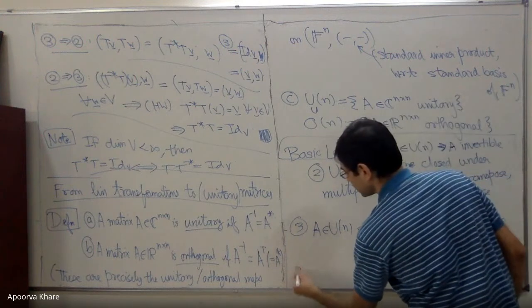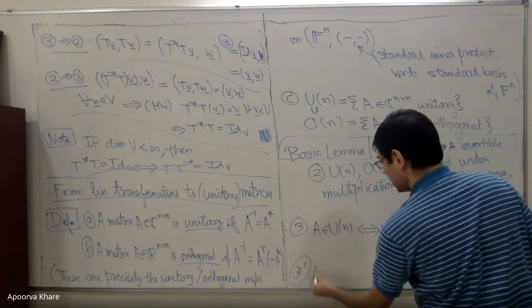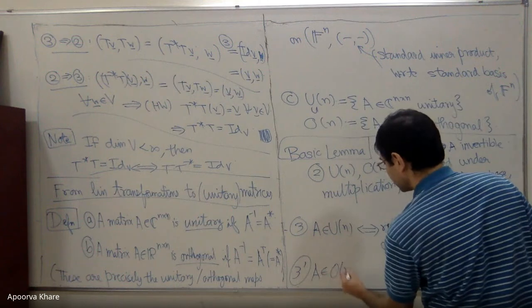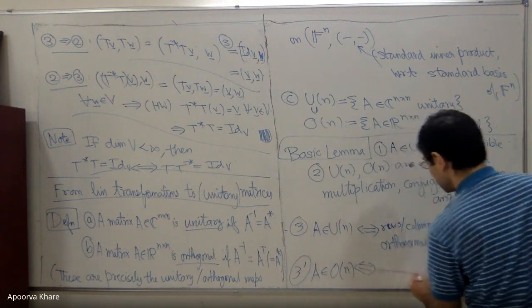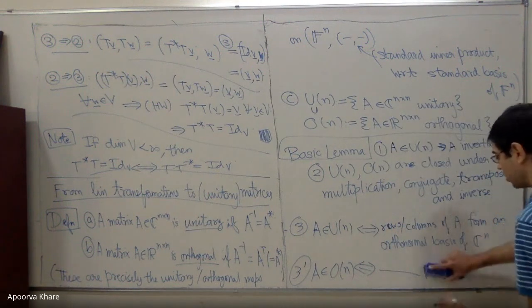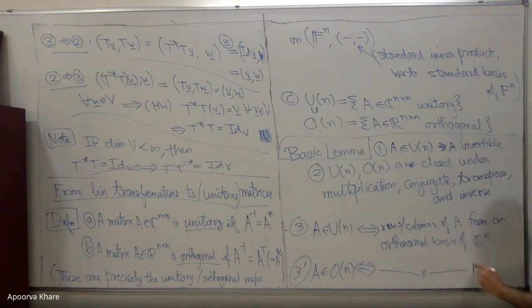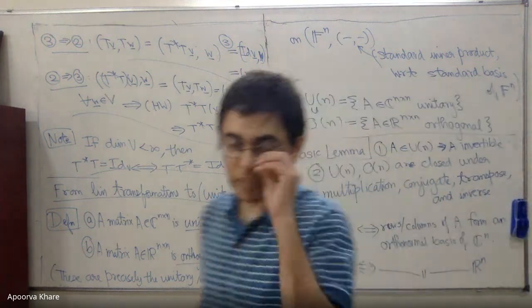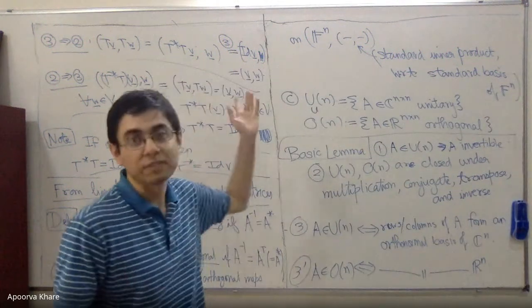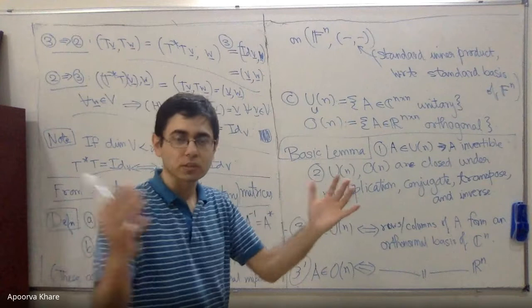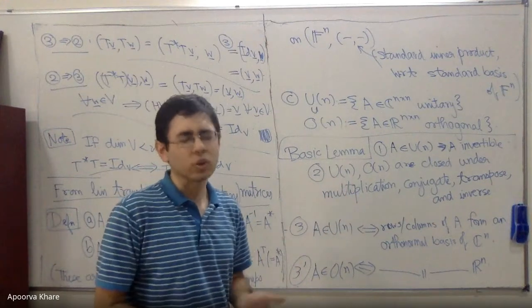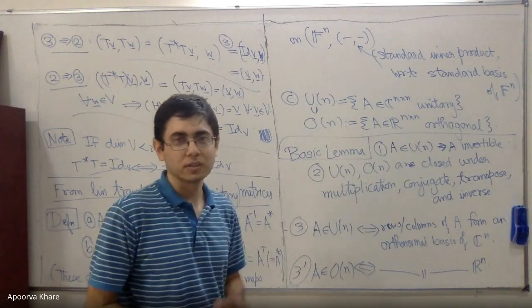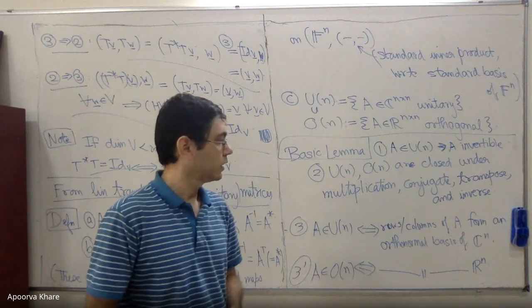Okay, and similarly, of course, you have 3 prime. I won't even call it 4. A belongs to O of n, a real matrix, if and only if the same thing: the rows and columns form an orthonormal basis of R again. Okay, so that's the basic lemma. And so it's very nice. The orthogonal matrices are exactly the ones where all you do is take an orthonormal basis of F to the n, F is R or C, put those column vectors together, and you get an orthogonal matrix or unitary matrix. It's exactly the same. Okay, great.